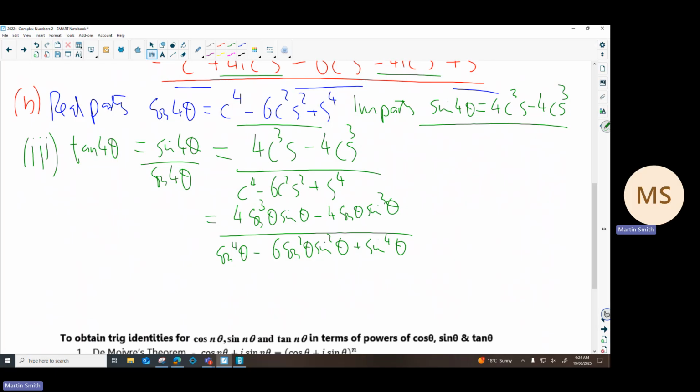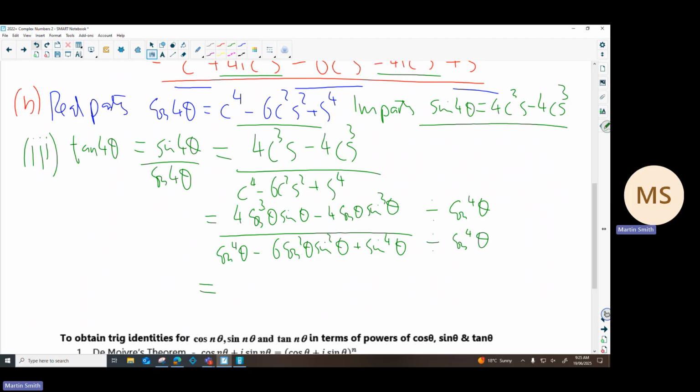Nice things happen. We know that sine over cos equals tan. There are 5 terms in this equation, 2 on the top and 3 on the bottom. Each of them is effectively the product of 4 trig functions, some combination of sines and coses. If you divide the top by cos to the 4 theta and divide the bottom by cos to the 4 theta, the value of the fraction stays the same because we are dividing top and bottom by the same thing.